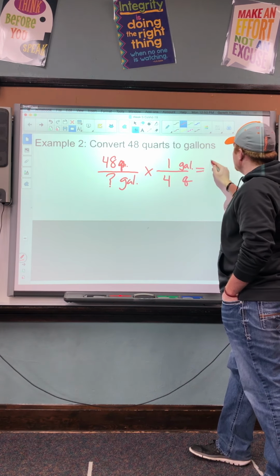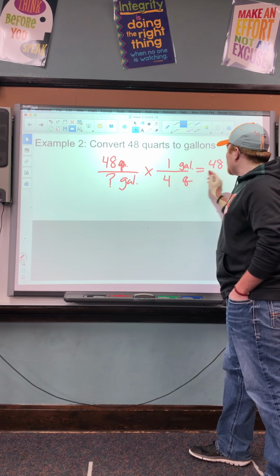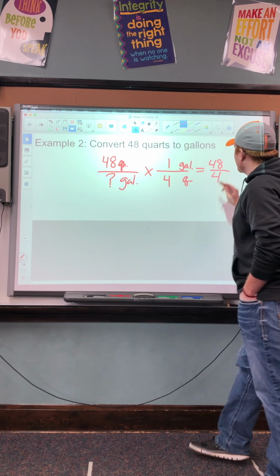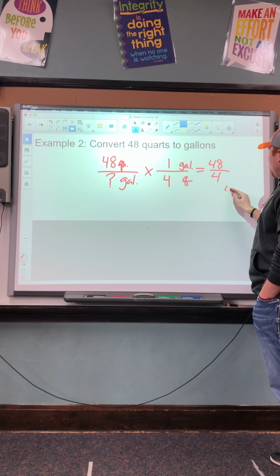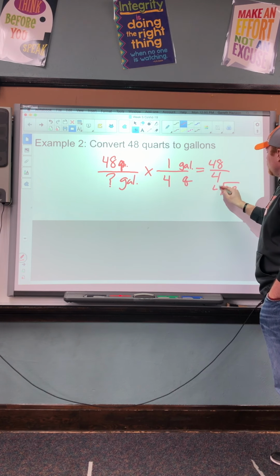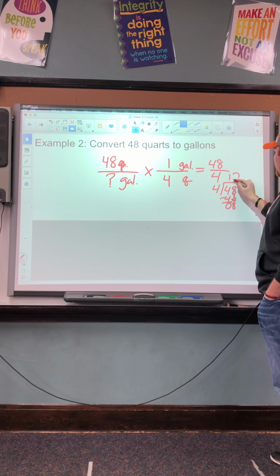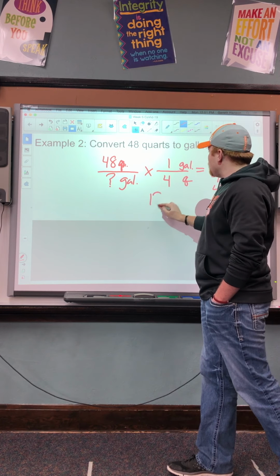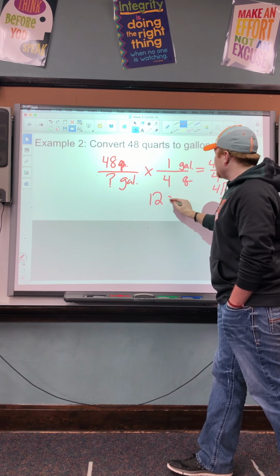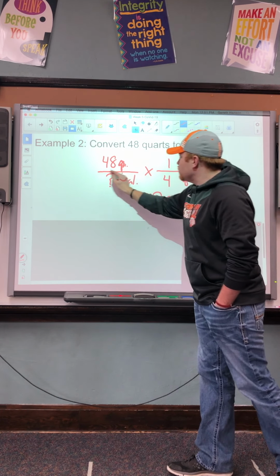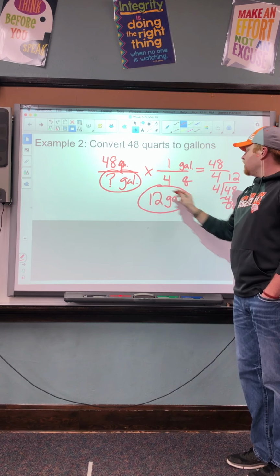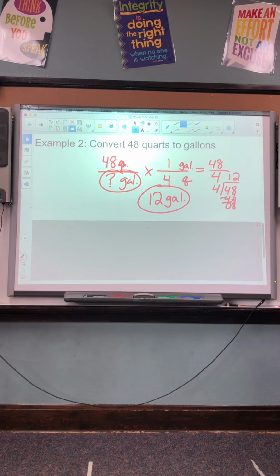48 times 1 is 48, and then you have 4 on the bottom. So now you go 48 divided by 4. 4 goes into 4 once. Subtract, you get 0. Bring down the 8. 4 goes into 8 twice. So you have 12 gallons, because that's what you're trying to find here. You have 12 gallons and 48 quarts. Okay?